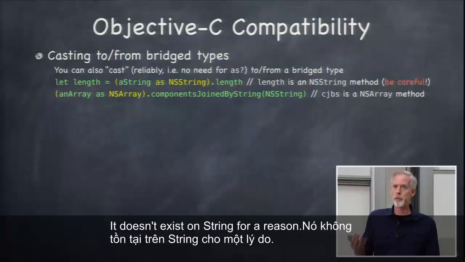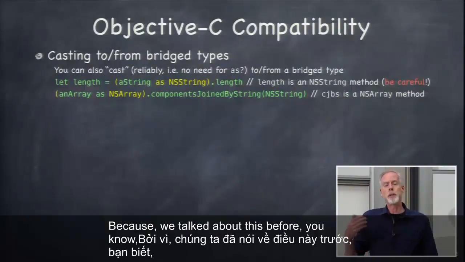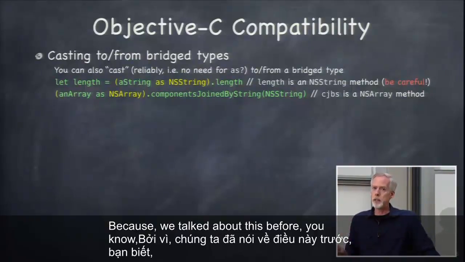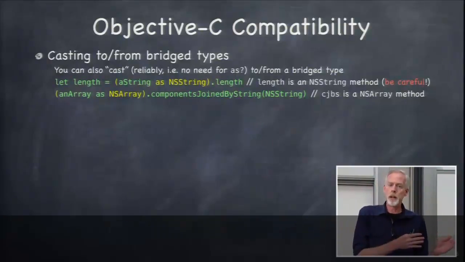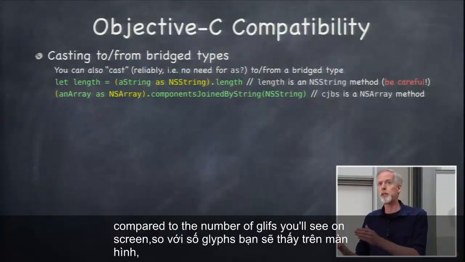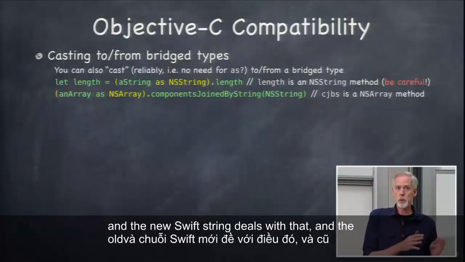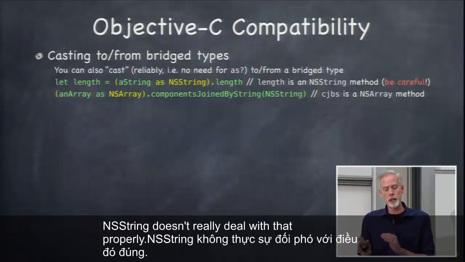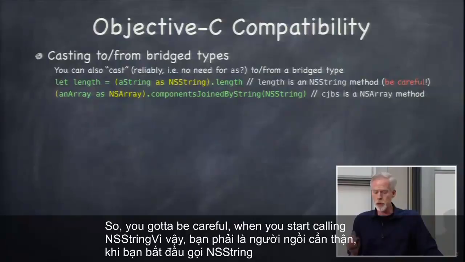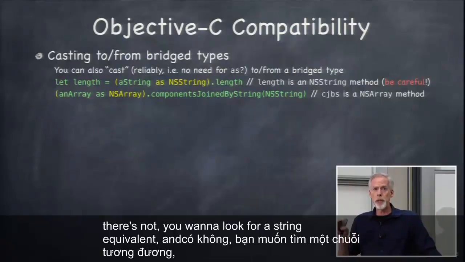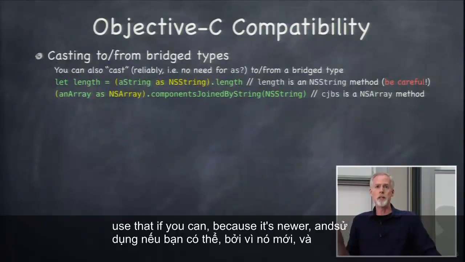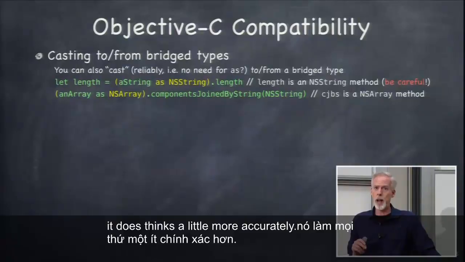It doesn't exist on String for a reason, because we talked about this before. The length of a Unicode string can vary compared to the number of glyphs you'll see on screen. The new Swift String deals with that, and the old NSString doesn't really deal with that properly. So you've got to be careful when you start calling NSString methods. You want to look for a String equivalent and use that if you can, because it's newer and it does things a little more accurately.